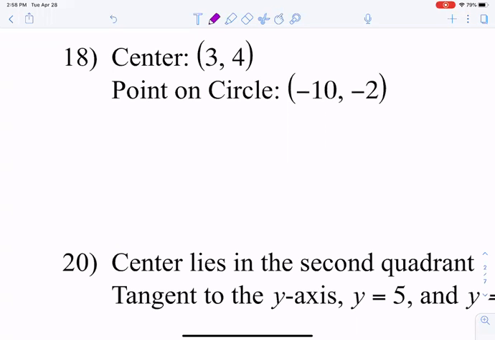So let's continue with the equation of the circle. Again, we need (x - h)² + (y - k)² = r². We need to solve this problem. So this is the center (h, k), and they give us a point.